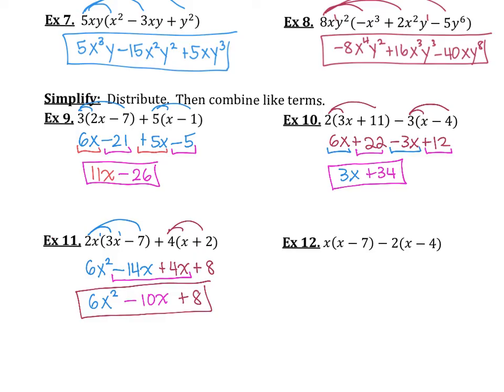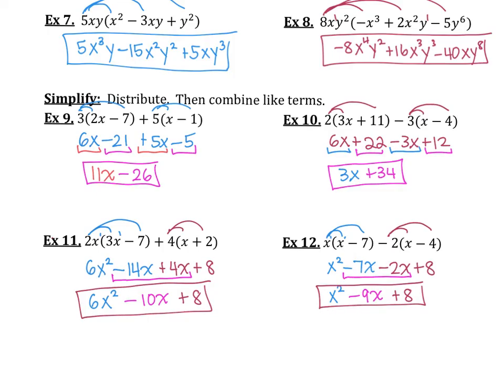Okay, last one. Okay, distribute x times x, 1, x to the second, x times 7 is 7x, minus 2x, minus 2 times minus 4 turns it to a positive, 2 times 4, 8. Okay, the x to the second is the only squared term I see. Minus 7 and minus 2 add up to minus 9x, and then the positive 8 comes down since it has no like terms, and then this is my final answer.